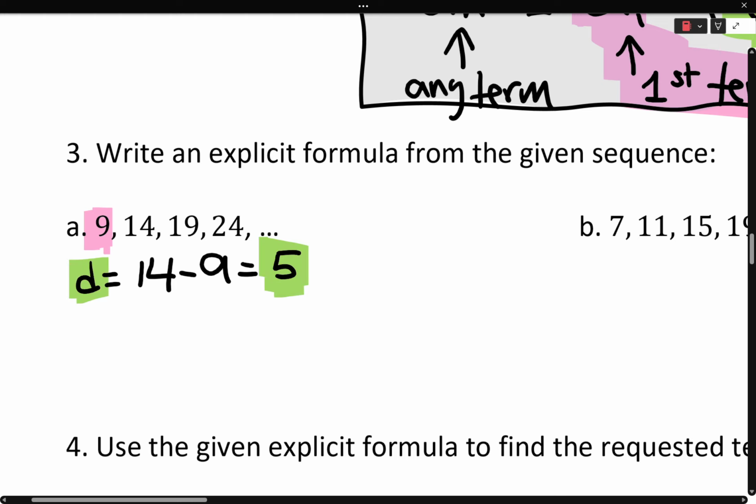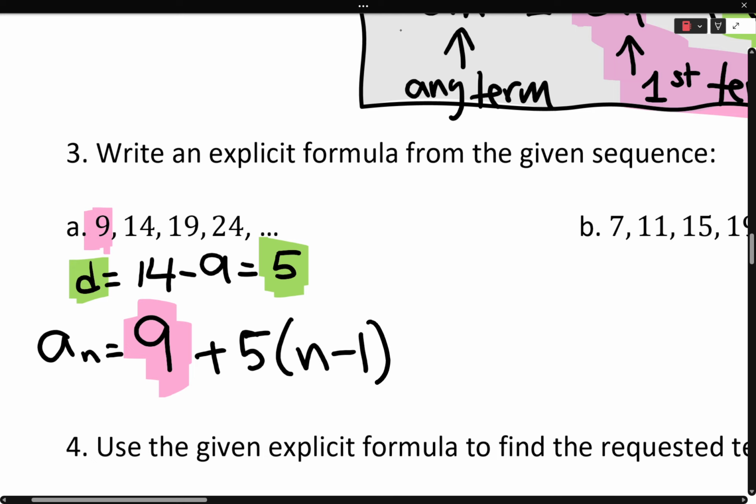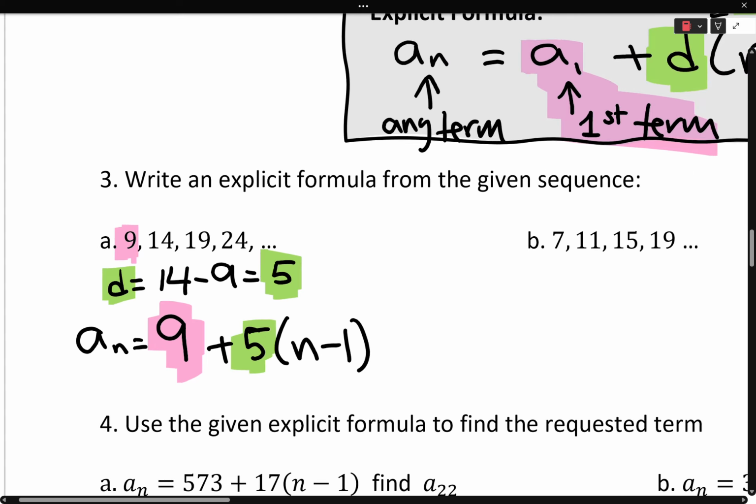Let's write out the formula. a_n equals 9, because that's our first term, plus 5, because that's our common difference, times (n minus 1). Let's try the same thing for letter B.